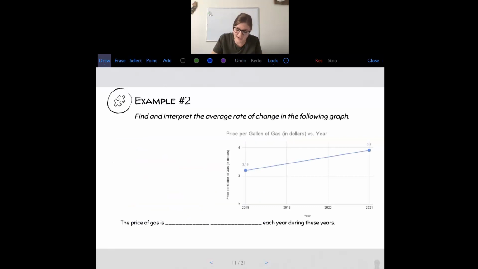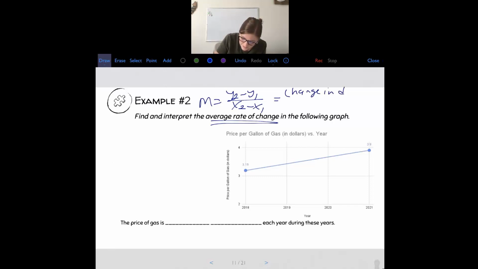Example 2, find and interpret the average rate of change from the following graph. Average rate of change is another way of saying slope. Remember that slope is y2 minus y1 over x2 minus x1, or in terms of independent and dependent variable, our change in dependent variable over our change in independent variable. I've abbreviated those just so that they fit on the screen. We have price per gallon of gas in dollars. We've got a couple of ordered pairs here. In 2018, the price was $3.19. And in 2021, the price was $3.90.